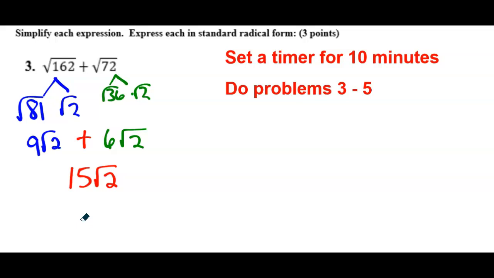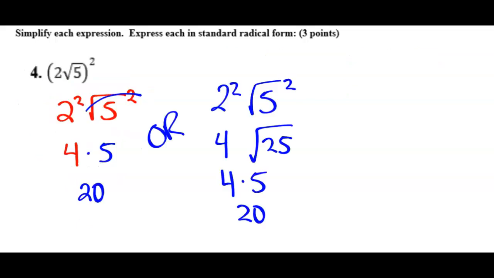Okay, number 4 we've done before. We may have actually done the exact problem before. We distribute by 2 in, so I get 2 squared and the square root of 5 squared. So each of these first steps are exactly the same. There's 2 ways you can do this. If you remember that a square cancels a square root, you can skip to 4 times 5 and get 20. If not, that's all right. Then you would get 4 times the square root of 25, and we know the square root of 25 is 5, so we get 4 times 5 is 20.